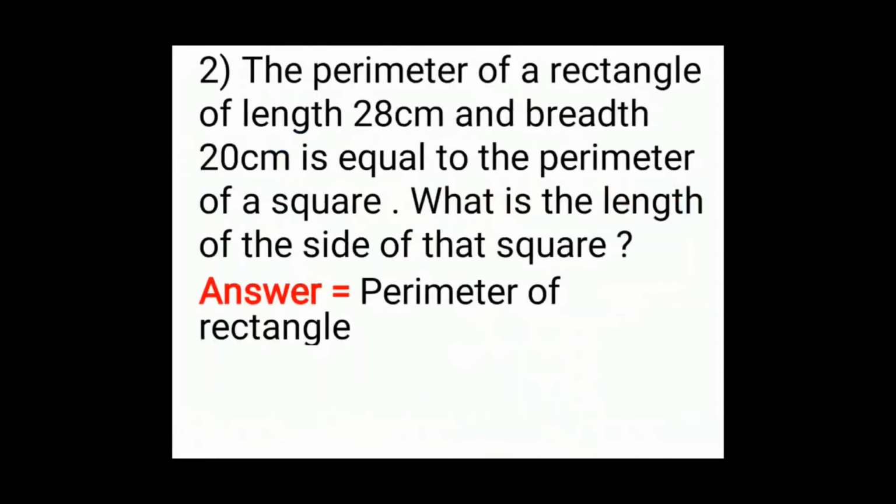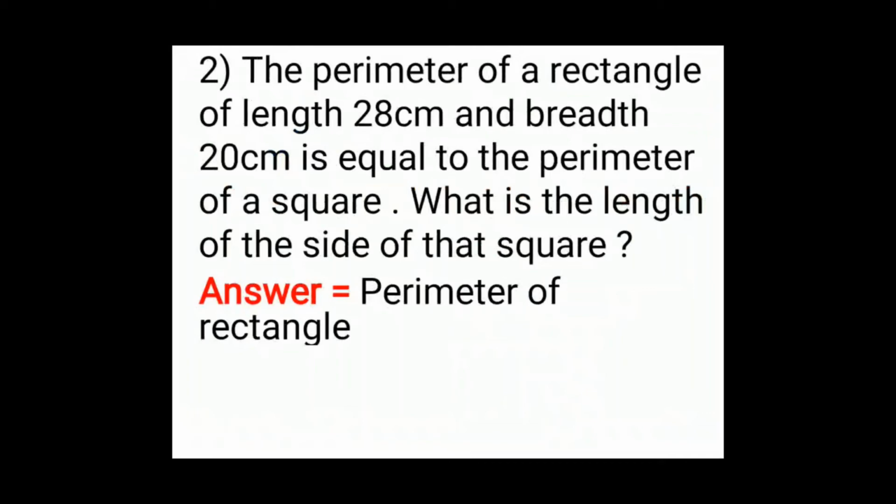Now we are moving towards the next question. The perimeter of a rectangle of length 28 centimeter and breadth 20 centimeter is equal to the perimeter of a square. What is the length of the side of that square? Here they have mentioned that the perimeter of the rectangle and the perimeter of the square are the same, and in the rectangle they have given you the length and breadth. So you have to find the perimeter of the rectangle first, and whatever perimeter you get will be the same as the perimeter of the square. You know the formula for the perimeter of a square, and by using that formula you can find the length of a side.